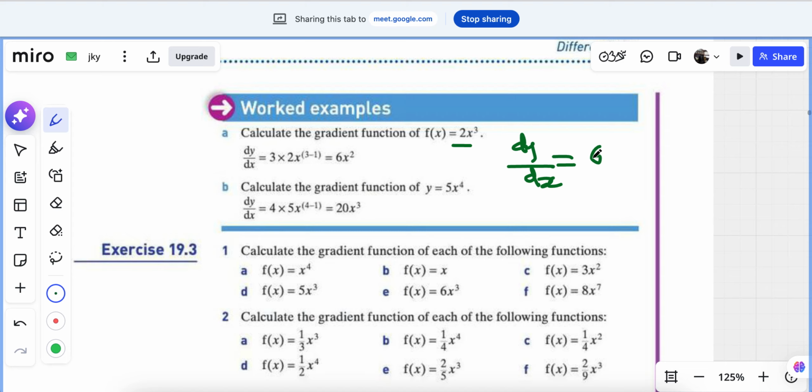So at this point, you pause the video and solve all of this. Now they want to introduce differentiation proper. They've just shown you the gradient function, and they've told you gradient function is a differentiation. Now, what is differentiation? Differentiation is the process of finding the gradient function. The process of finding the gradient function is known as differentiation.